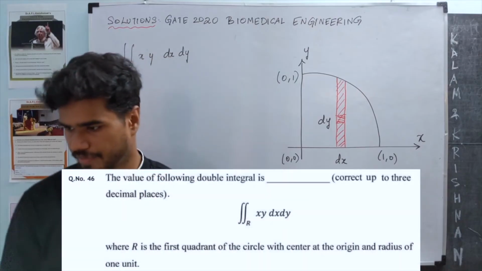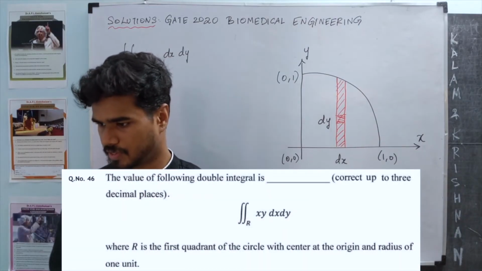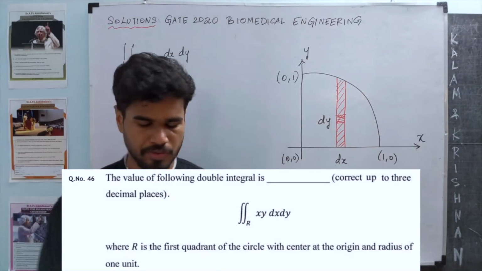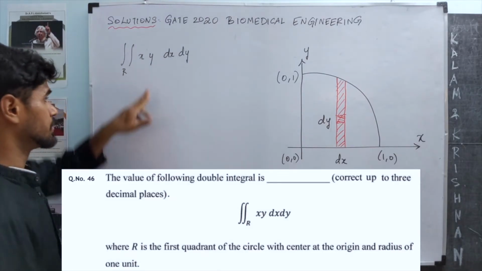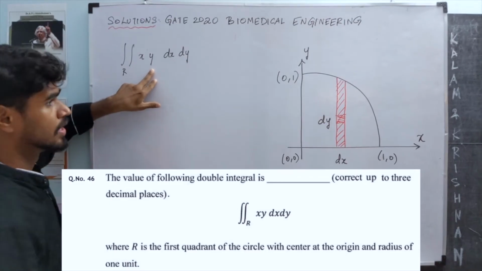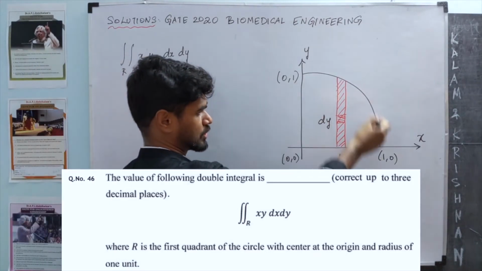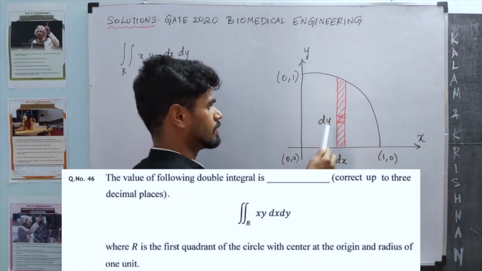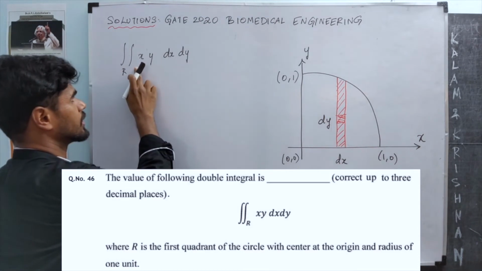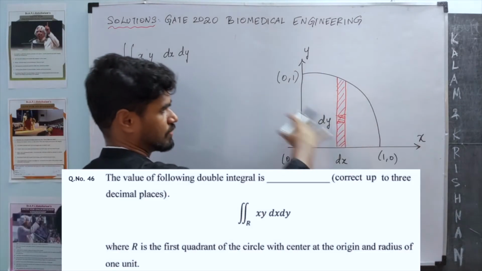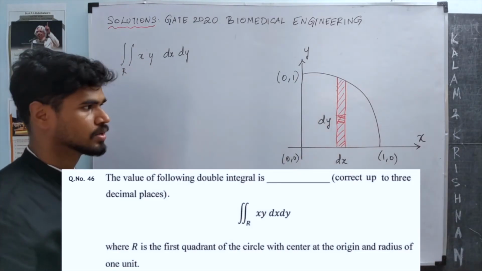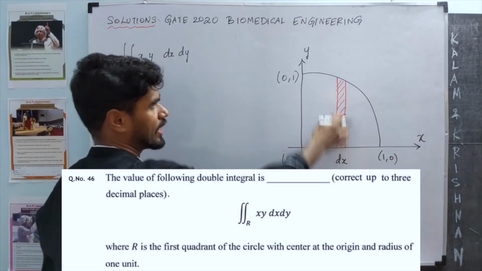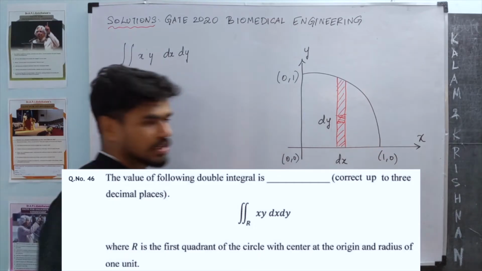46th question. The value of the following double integral is dash, where R is the first quadrant of the circle with center at the origin and radius of 1 unit. So we need to integrate this function in this area which is the first quadrant of a circle with radius 1. All we need to do is find what the integral of xy is in the first quadrant. I'm going to integrate it along the y direction first, then along the x direction.